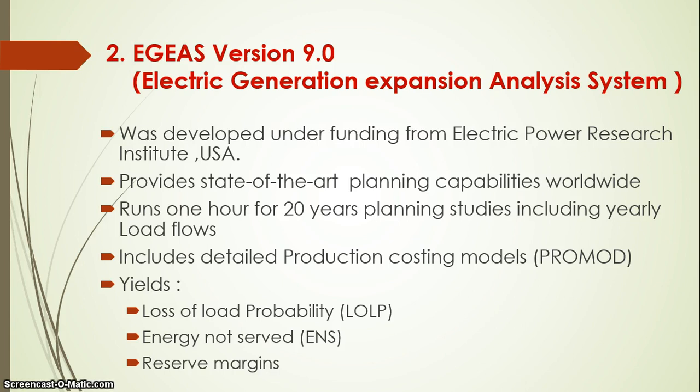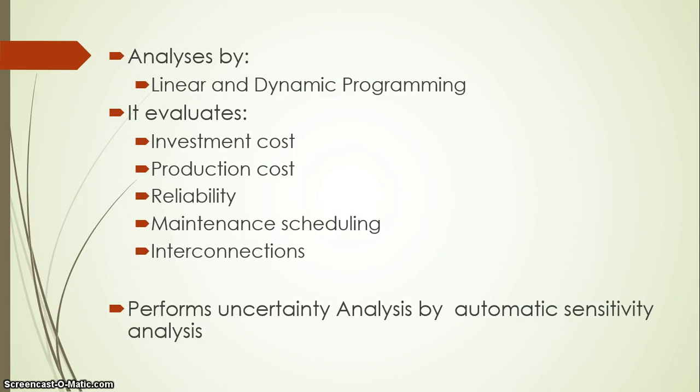This software gives us loss of load probability, loss of load of energy for how many hours per year. Then it can give you energy not served and reserve margins, and it can also show you what type of plants can be used as reserves. So basically nuclear power plants are most important to consider to be a reserve. It analyzes both the linear and dynamic programming features.